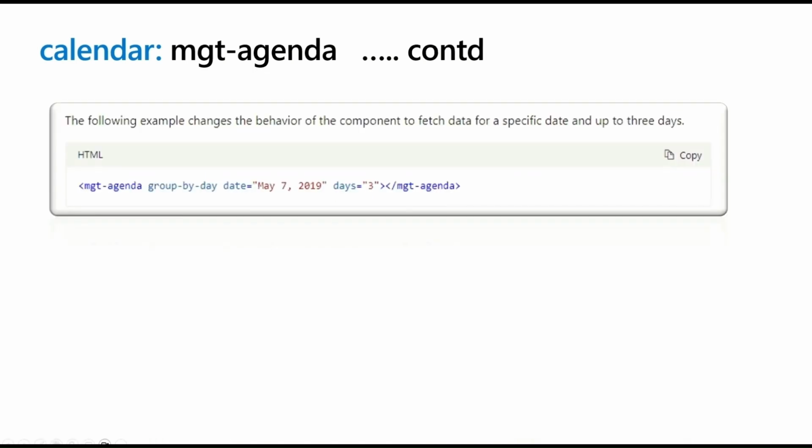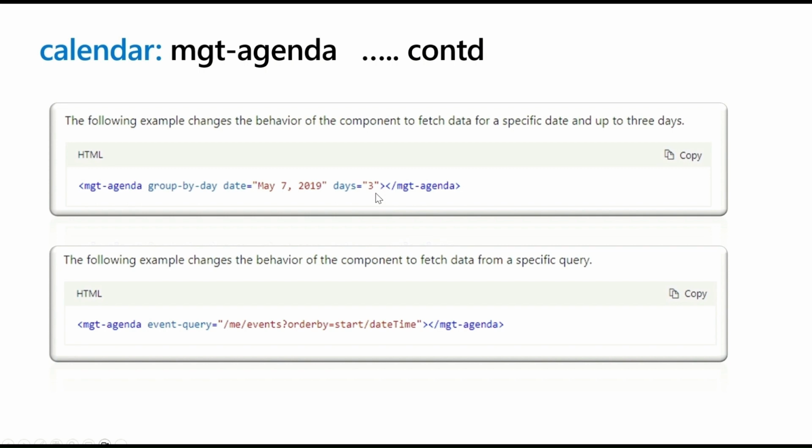Below are two examples to demonstrate the extent of customization these components offer. In the first case, you can change the default behavior of the component to fetch data for a specific date, and up to 3 days using the days attribute. In the second case, you can force the component to fetch data from a different query than the default one using the event query attribute. Let us look at another component.